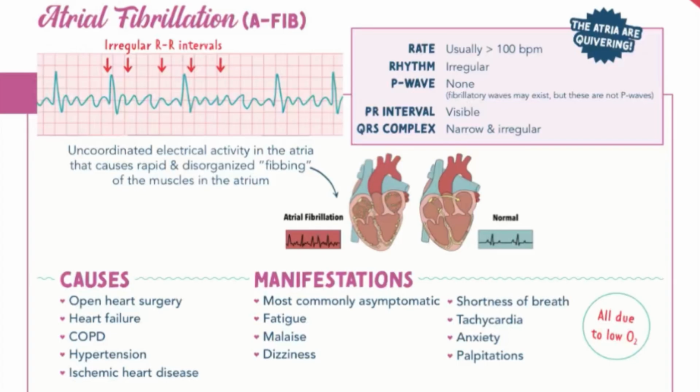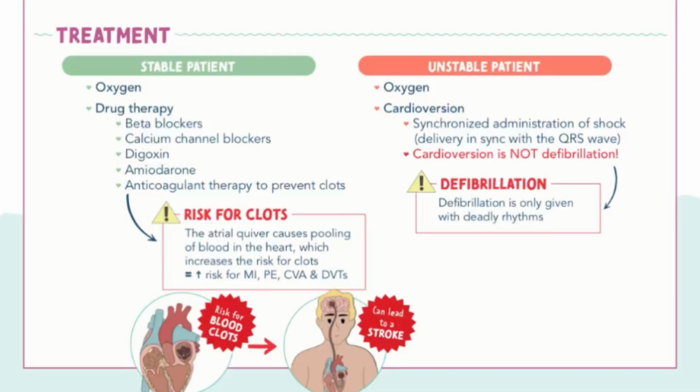Apixaban is usually prescribed to the patient for clot prevention, because there is more risk of clot formation. If the patient is stable, we will give oxygen. Drug therapy will include beta blocker, calcium channel blocker, and digoxin. This is very important because the atria are not contracting properly. Digoxin is used for strengthening the contraction of the heart. Amiodarone regulates the normal rhythm, and anticoagulant therapy prevents clots.